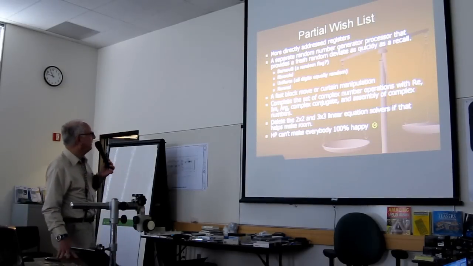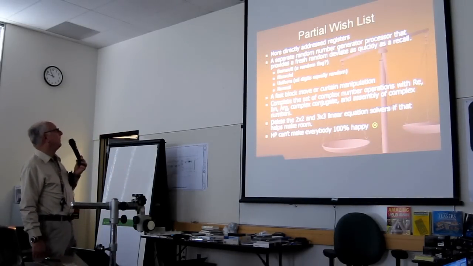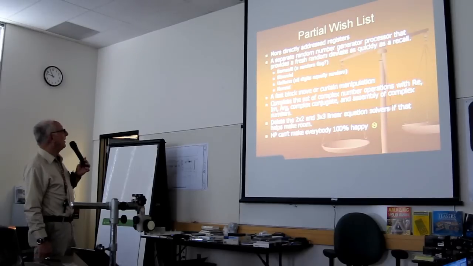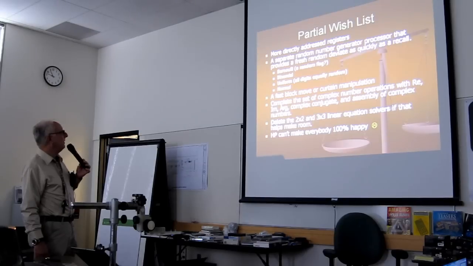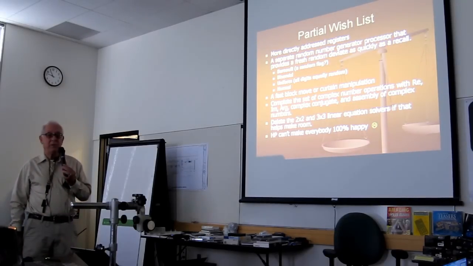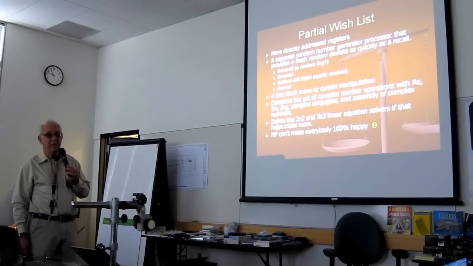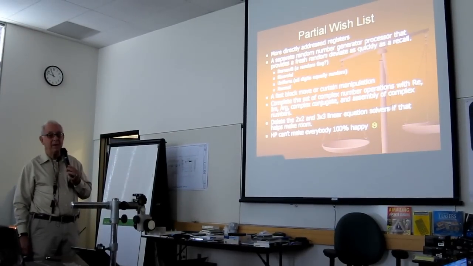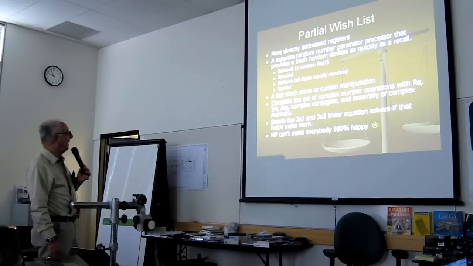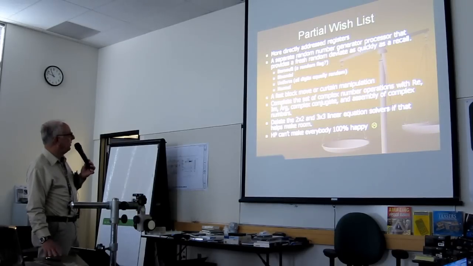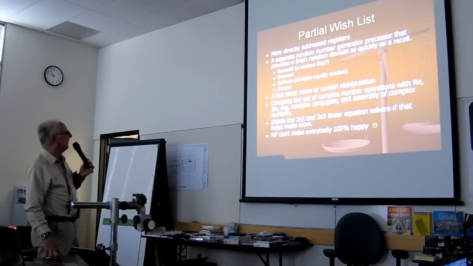So here's our wish list. I always like to have one of these. More directly addressed registers. How about in the next generation, maybe have a separate random number processor that always has both normal distributed, and maybe even a random flag instantly there for you to test and to store wherever and do whatever you need to do with, so that you don't have to wait for random numbers.